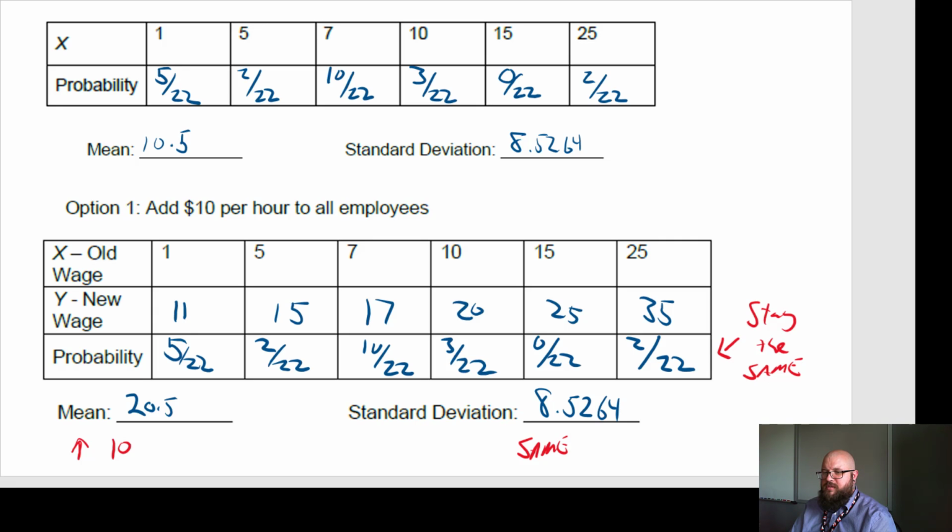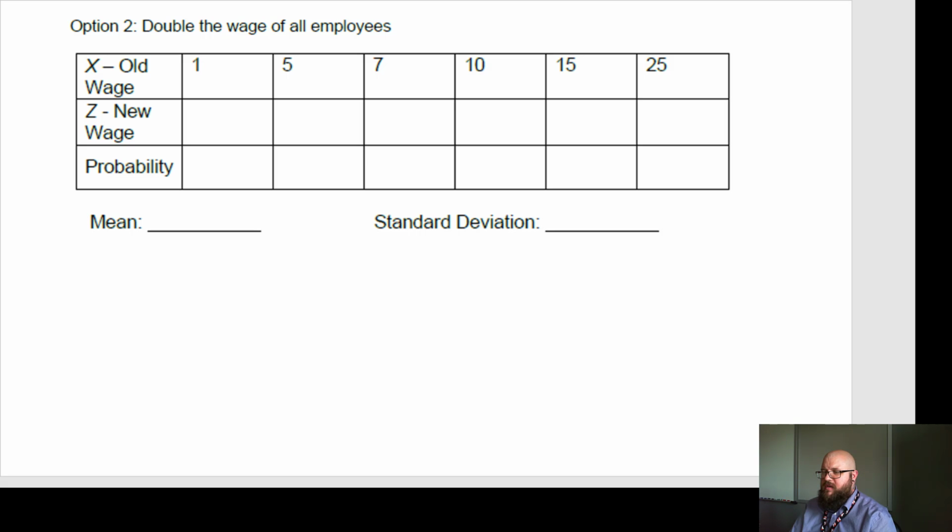So let's do what we talked about a second ago as well. Let's see what happens when we multiply. So in this case, they're wanting us to double the wage of all employees. So again, we're going to take the initial values and double them. So we got 2, 10, 14, 20, 30, and 50.